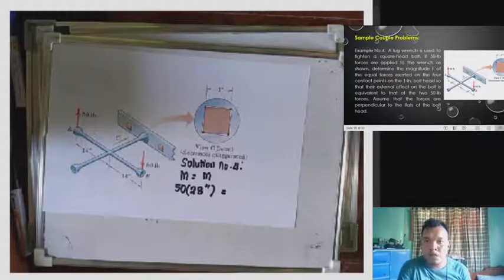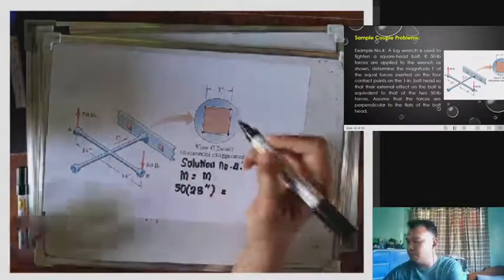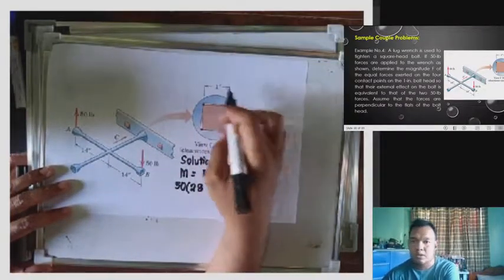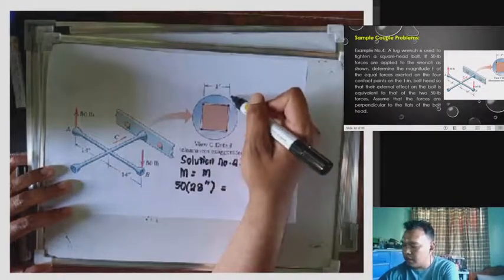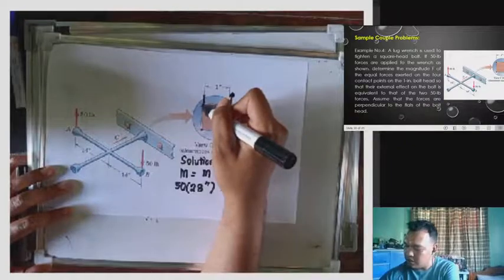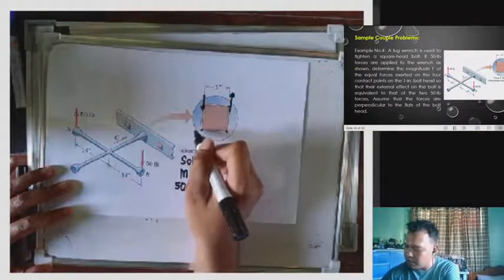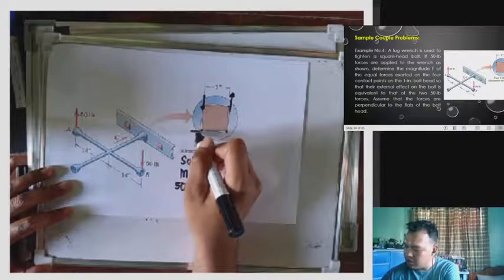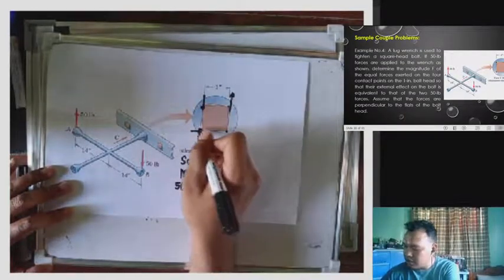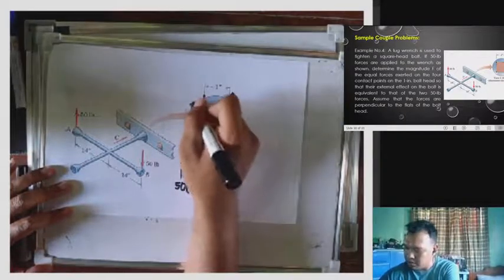Assume that the forces are perpendicular to the flats of the bolt head. So, ibig sabihin, perpendicular daw dun sa bolt head. Ito, kung ito yung head ng bolt, so ibig sabihin, ito siya. Mag-apply ka ulit dito. Pagkano ng ikot. Tapos dito, sa part na to.